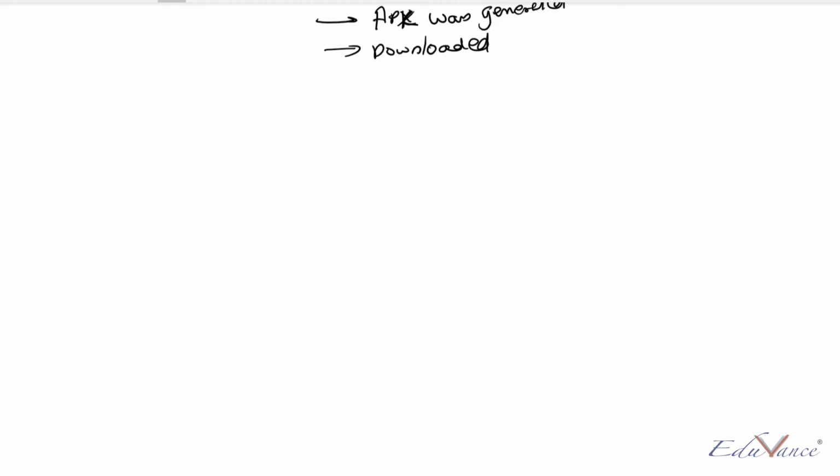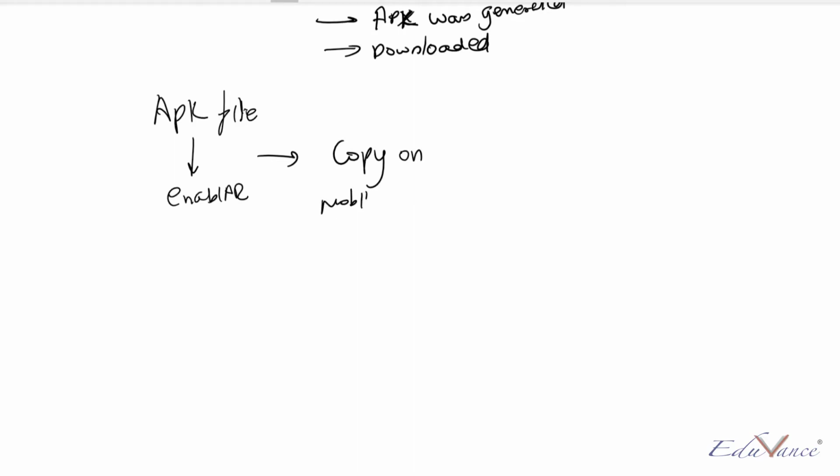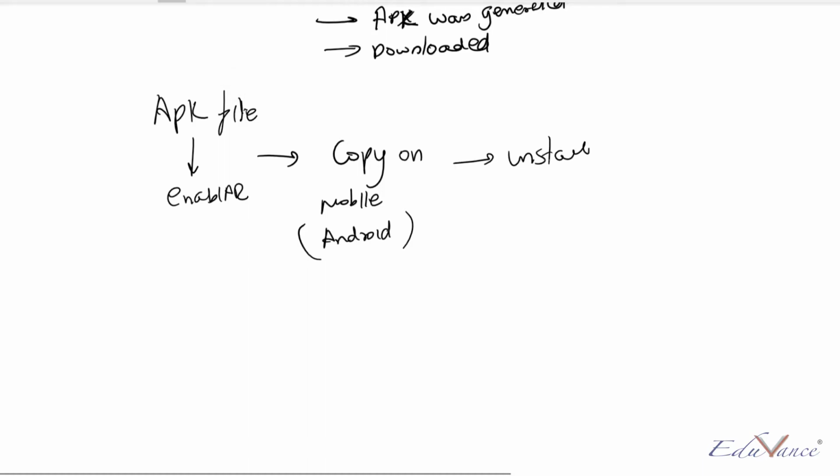In today's lecture, we will continue from where we left off in the previous lecture, which is we will take the APK file that we downloaded from enablAR and we are going to copy this on our mobile phone, which is an Android phone. So again, I just want to say this is only for Android. So we're going to copy this on our Android phone and then I'm going to show you how to install it. So let us go ahead with the copy process.